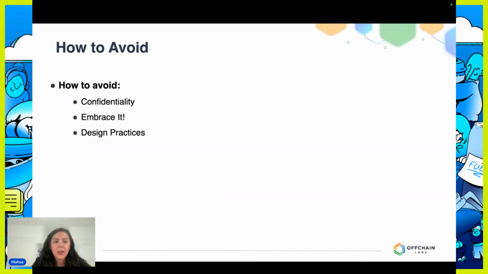So how can we avoid front running? It is a very complicated problem. There are some mitigations proposed in different research and different systems.